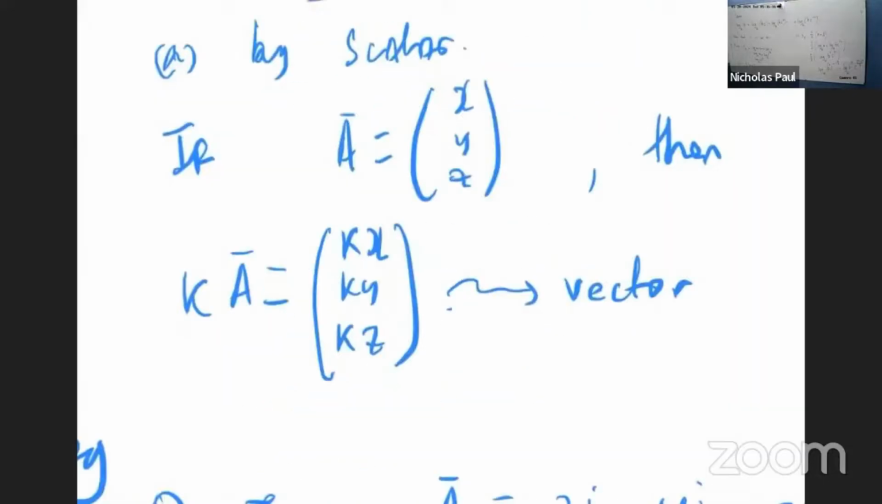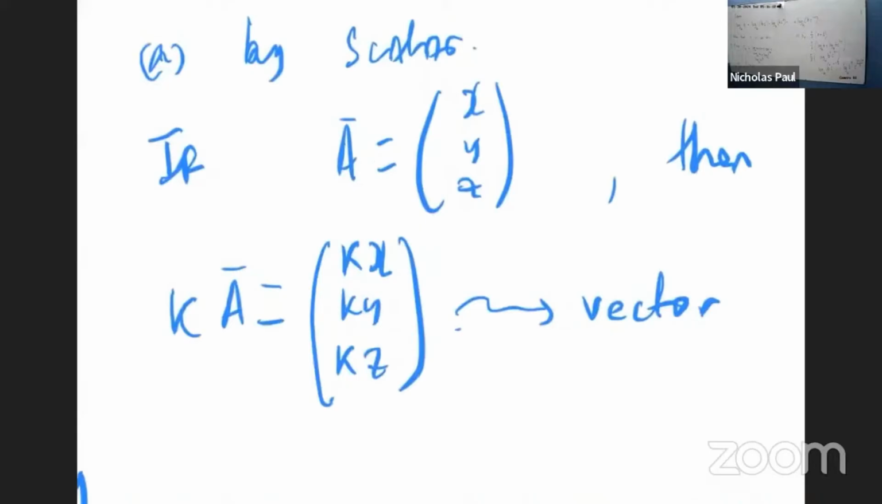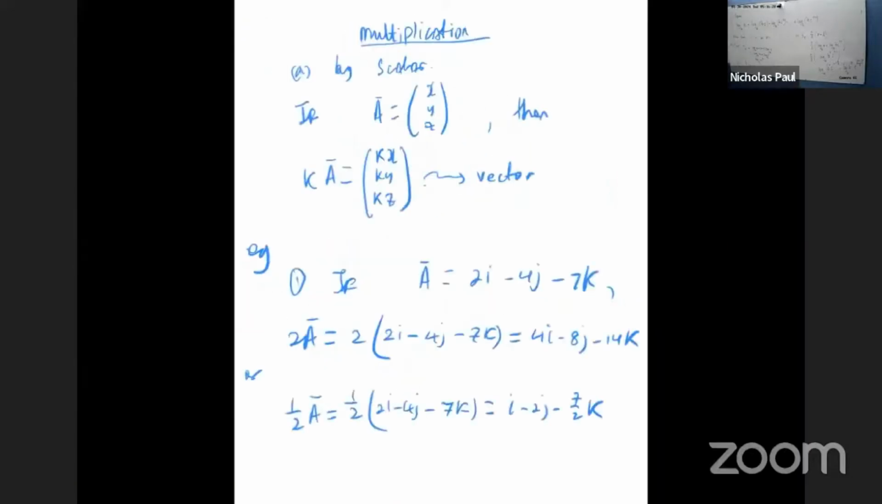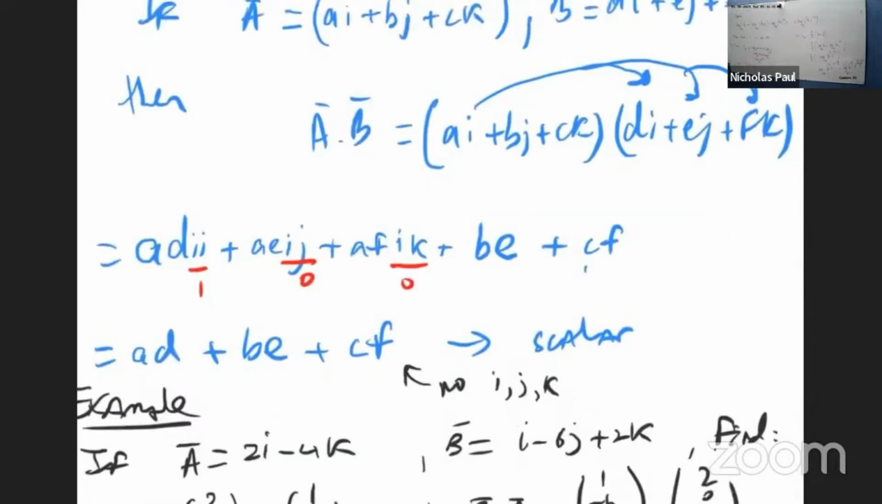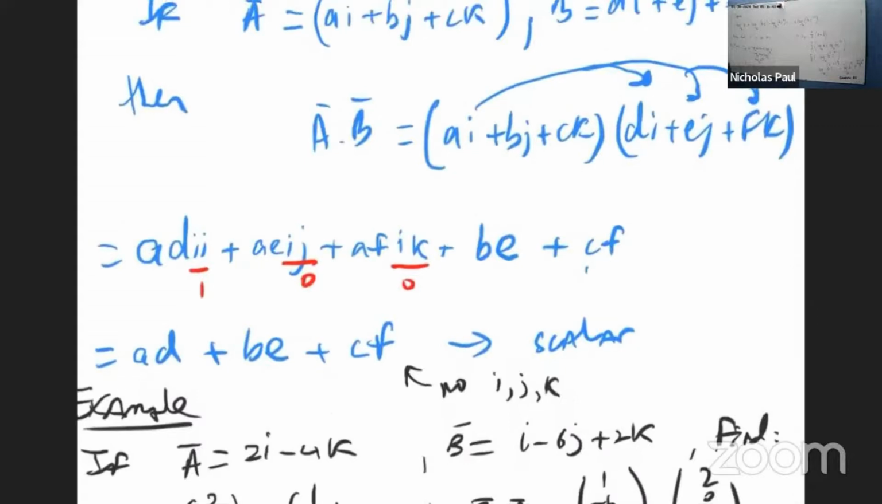Next, how do you multiply? If you have to multiply by a scalar, you multiply it by each one of these. So kA will be kx, ky, kz. But when you multiply 2 vectors, you get your dot product. And I want you to remember this. All right, I'm going to show you the long way here. Watch this. If you have to multiply A by B, you're multiplying Ai by Di. That will give you AD times i dot i.